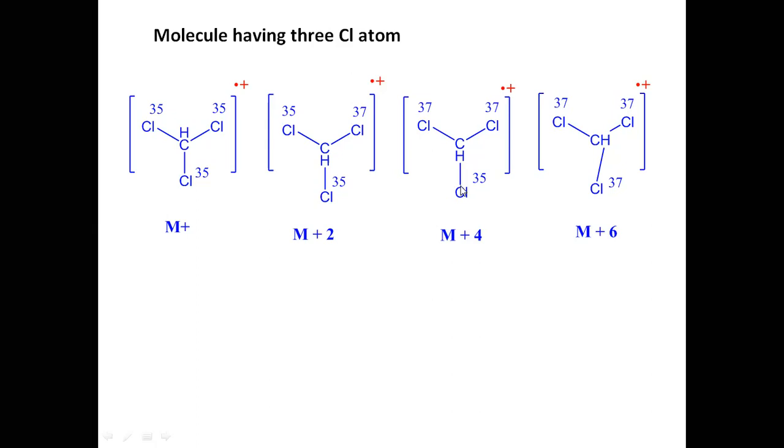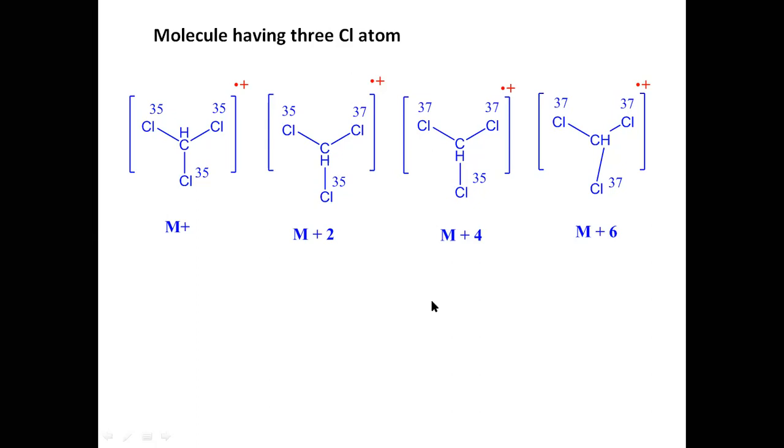So remember the point. Irrespective of the size of the molecule and the number of elements and atoms, there is no effect, and the position of the element also has no effect. You can take any compound. If that compound contains three chlorine atoms, then these four possibilities are there. Okay, hope you understand this. Any molecule which contains three chlorine atoms, this is the possibility. There are four possibilities: M plus, M plus 2, M plus 4, and M plus 6.